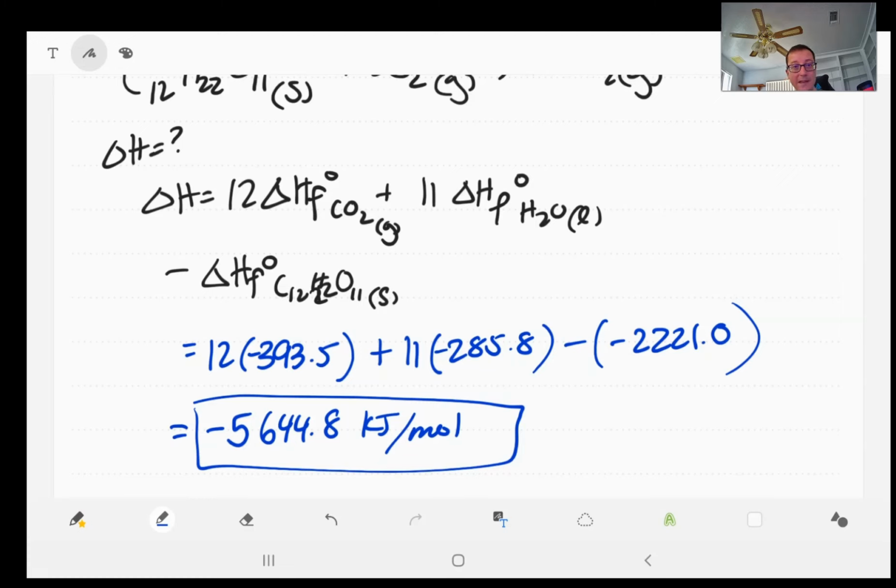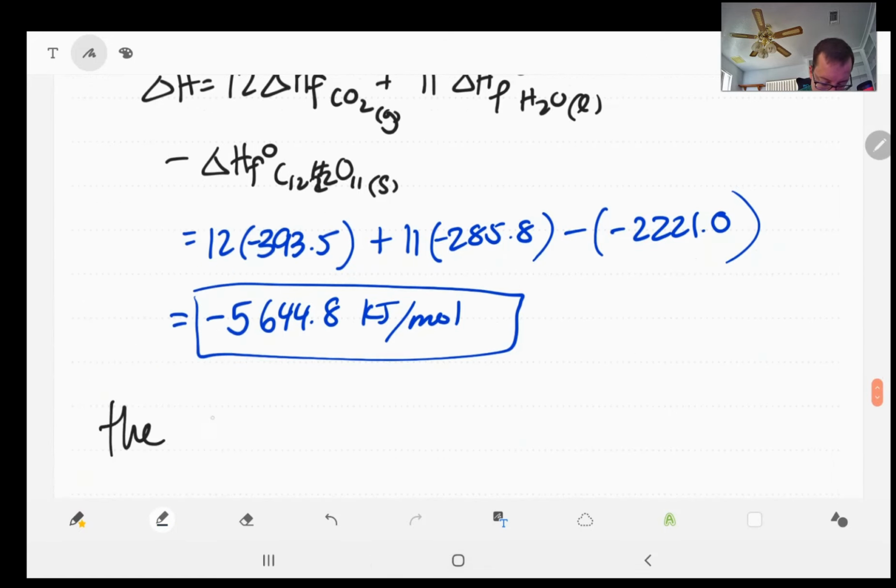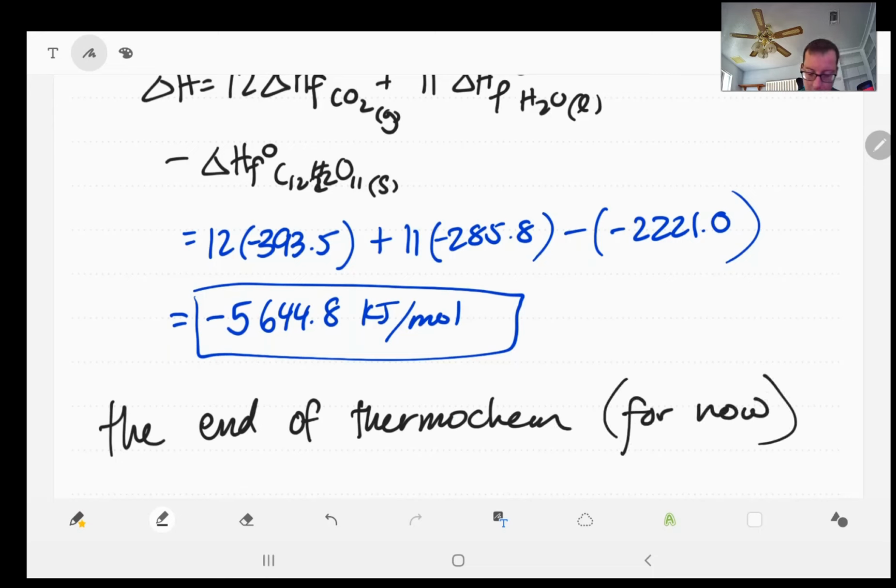All right, so that's the end of thermochemistry for now. We will talk about it one more bit in chapter 8 or 9, somewhere around there. We're going to talk a little bit more about thermochemistry. But that's it. So we found delta H can be done experimentally, or it can be done theoretically, using Hess's law or the heats of formation of your compounds.